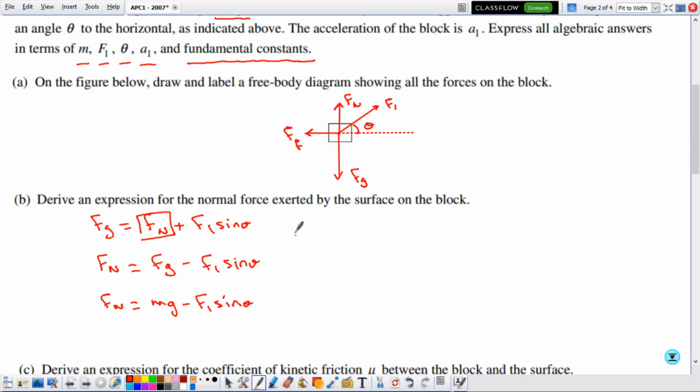And here let me state that this equation holds because they are balanced forces. There is no motion along the vertical direction. So it's important that we justify everything. Then this is it for part B.